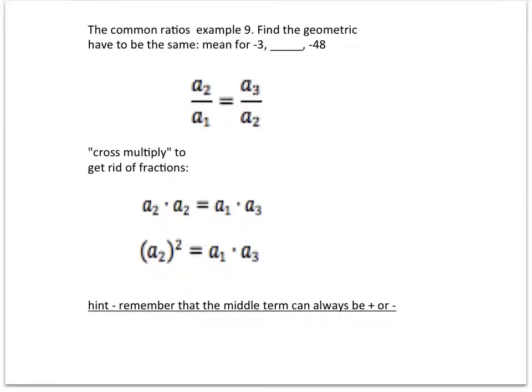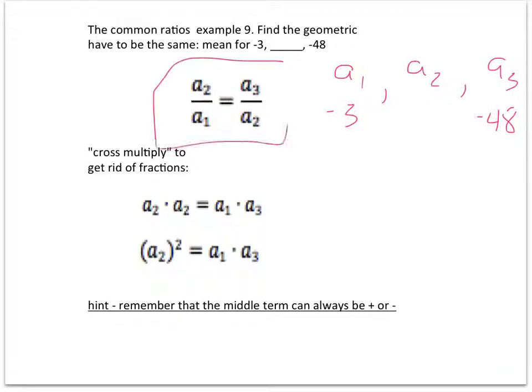Okay. Last but not least, the common ratios. So what we have to do is try to figure out what that middle term is based on knowing the first and the third terms. So in this case, when you think about it, a sub 1 is the first term, a sub 2 is the second one, and a sub 3 is the third one. We know the first and we know the third. So we're going to have to plug that information into our formula.